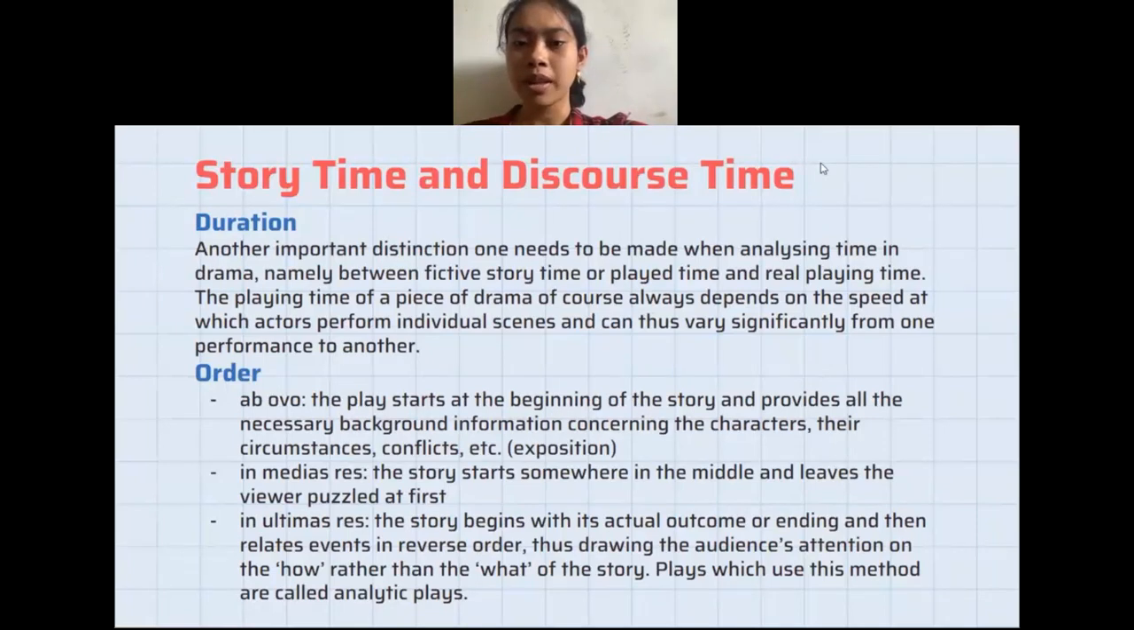Order. Ab ovo, the play starts at the beginning of the story and provides all the necessary background information concerning the characters, their circumstances, conflict, and exposition. In medias res, the story starts somewhere in the middle and leaves the viewers puzzled at first. In ultimas res, the story begins with its actual outcome or ending and then relates events in reverse order, thus drawing the audience's attention to the how rather than the what of the story. Plays which use this method are called analytic plays. Next slide.